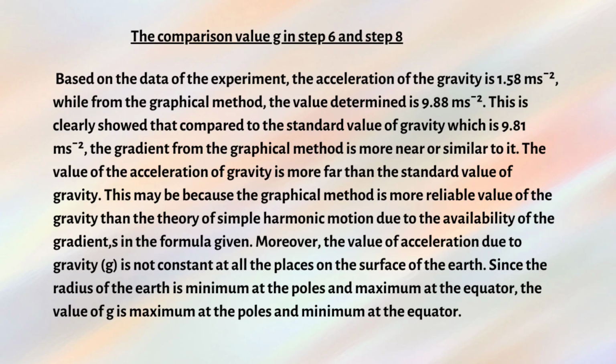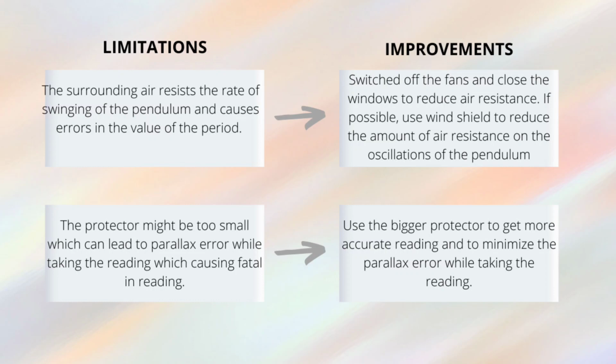Furthermore, the value of acceleration due to gravity is not constant at all places on the surface of the Earth. Since the radius of the Earth is minimum at the poles and maximum at the equator, the value of g is maximum at the poles and minimum at the equator. So these are the limitations and improvements for this experiment.